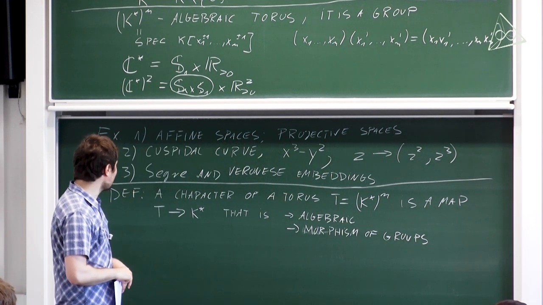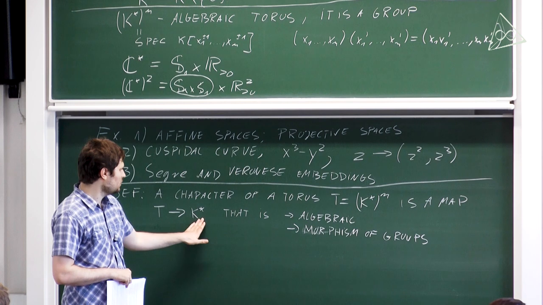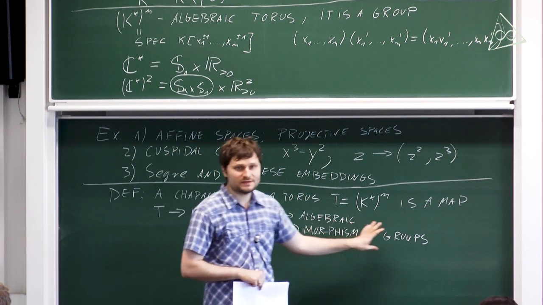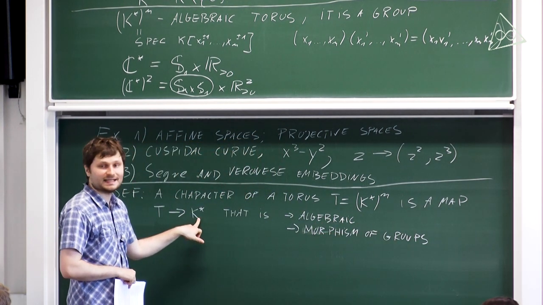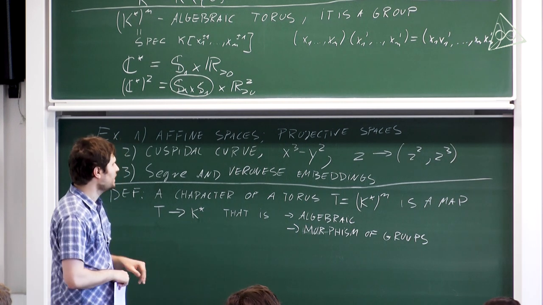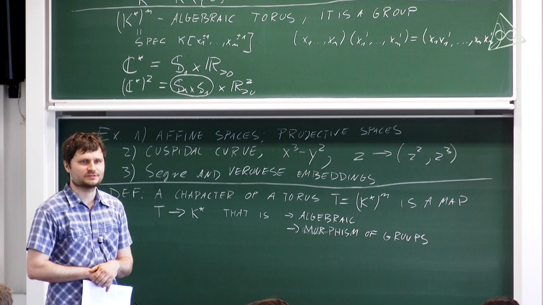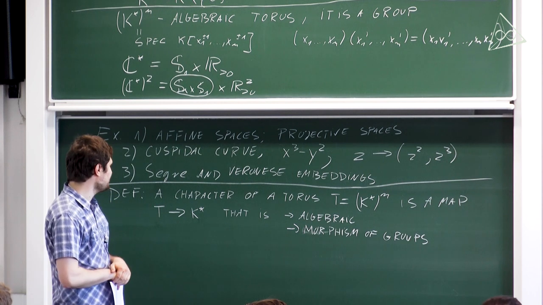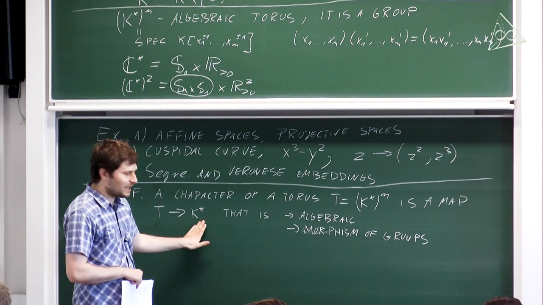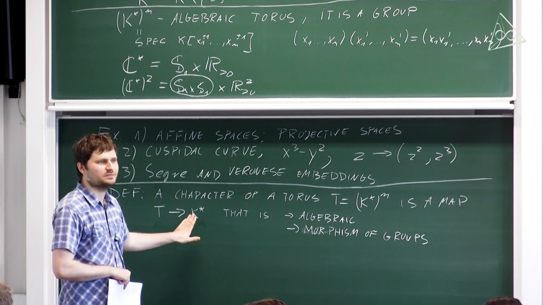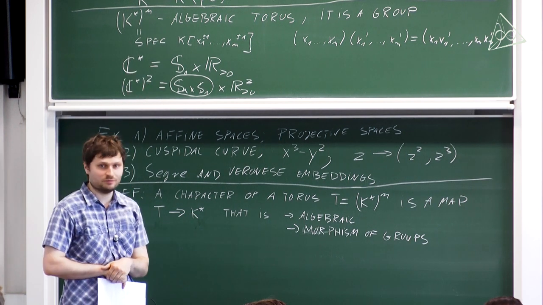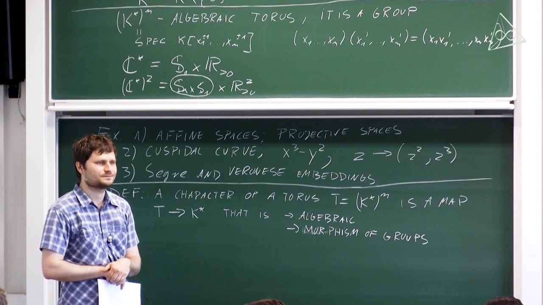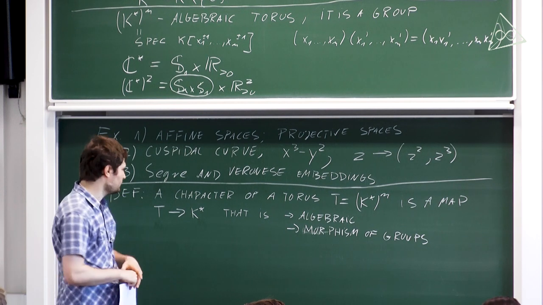Okay, so a character of a torus is a map from a torus to the field without zero that is both an algebraic map and a morphism of groups. Yes, a torus is a group, K star is a group with the usual multiplication. Can anyone give me an example of a character of a torus? So we want a map given by algebraic things, that is, some combinations of Laurent monomials so that it's well defined on a torus. And we want it also to be a morphism of groups. Any ideas?